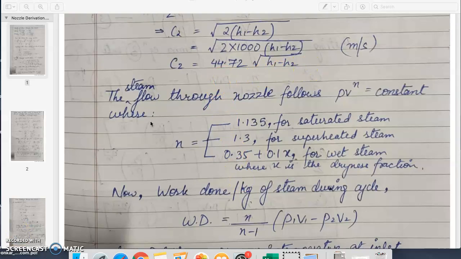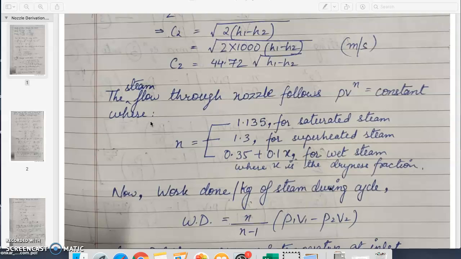Now, as we know, the nozzle follows PV to the power n is equal to constant. Basically, as we have seen, the process in the nozzle will be adiabatic, as no heat will be supplied and no heat will be rejected from the nozzle, and hence PV to the power gamma is equal to constant should be followed. But gamma is for air, and we have steam in the nozzle. We are discussing steam and gas nozzles. Hence the n will depend on the type of the fluid which is used.